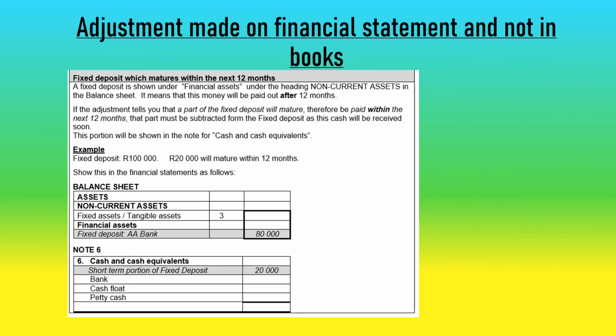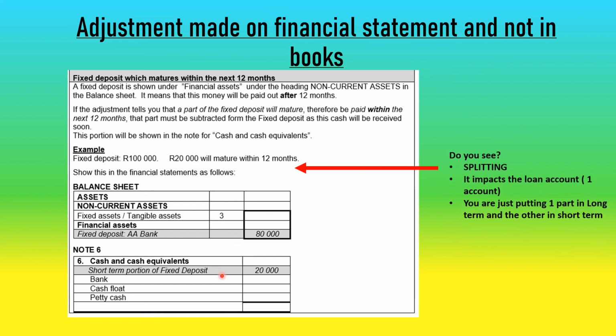Here's another example of splitting an amount. Here you've got a fixed deposit of 100,000, of which 20,000 will mature within 12 months. That means 20,000 Rand will be your short term. Short term will go under your current assets and as part of your cash and cash equivalents. Therefore, you have your 20,000 as part of your cash and cash equivalents. The 80,000 will be part of your non-current assets as financial assets, as a fixed deposit of 80,000 Rand.